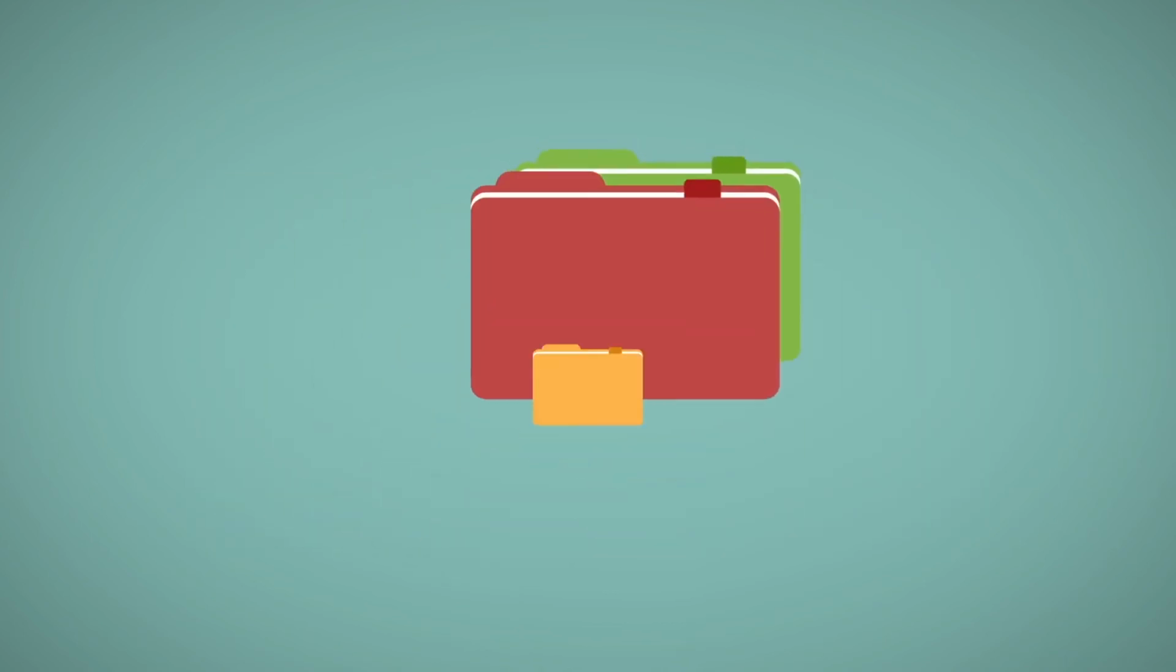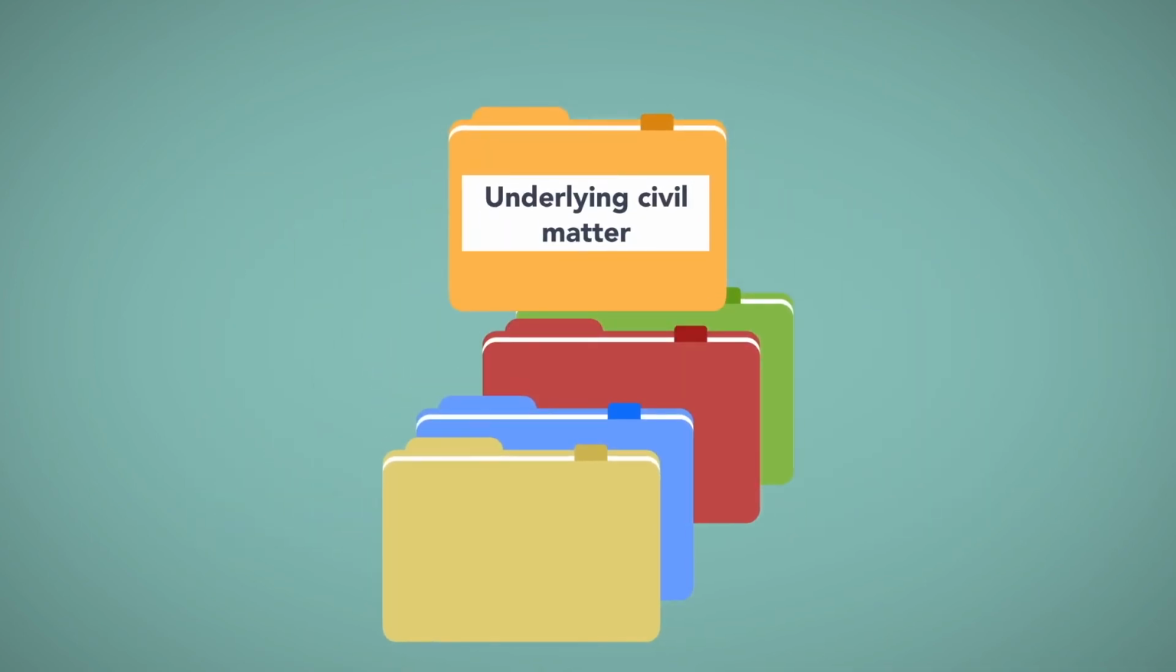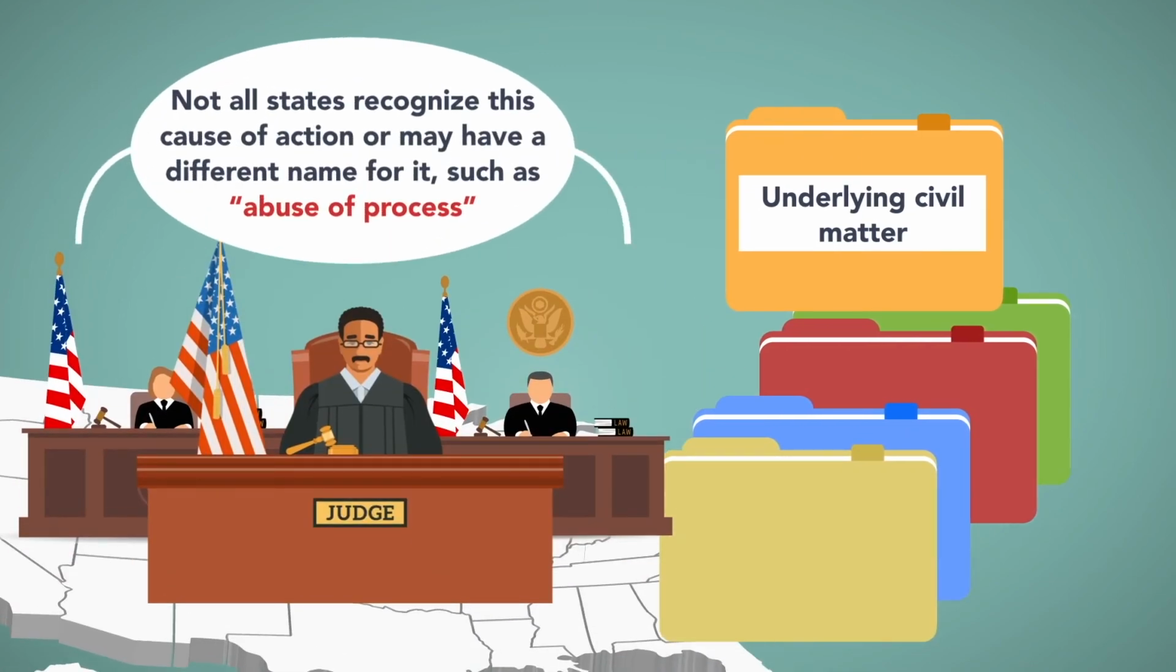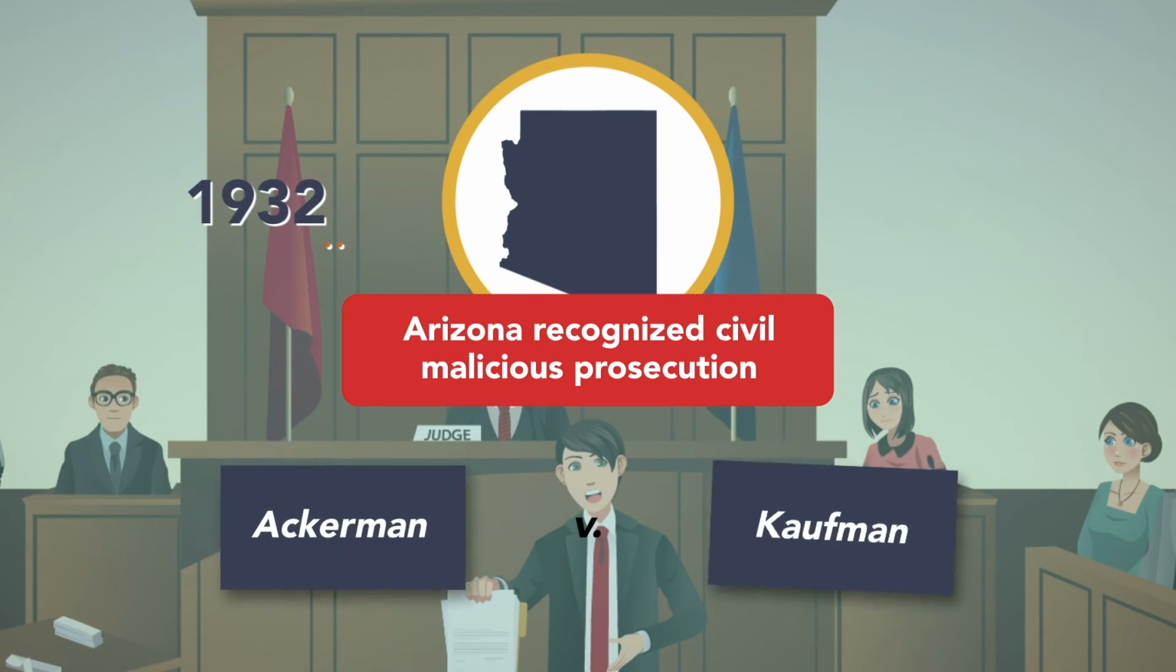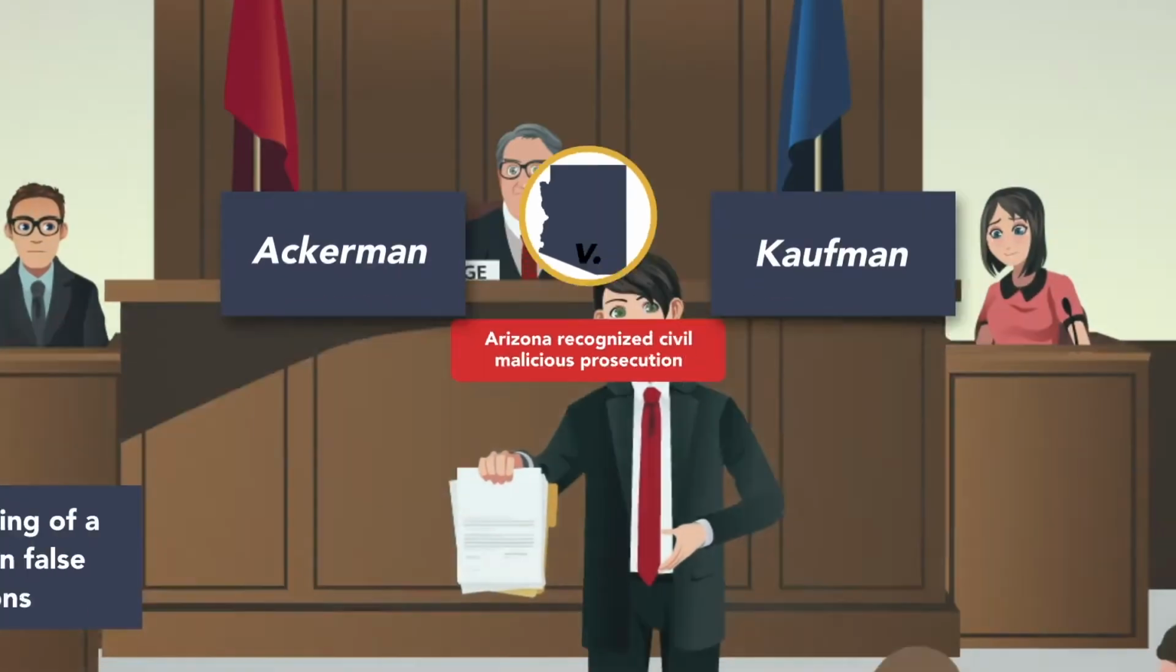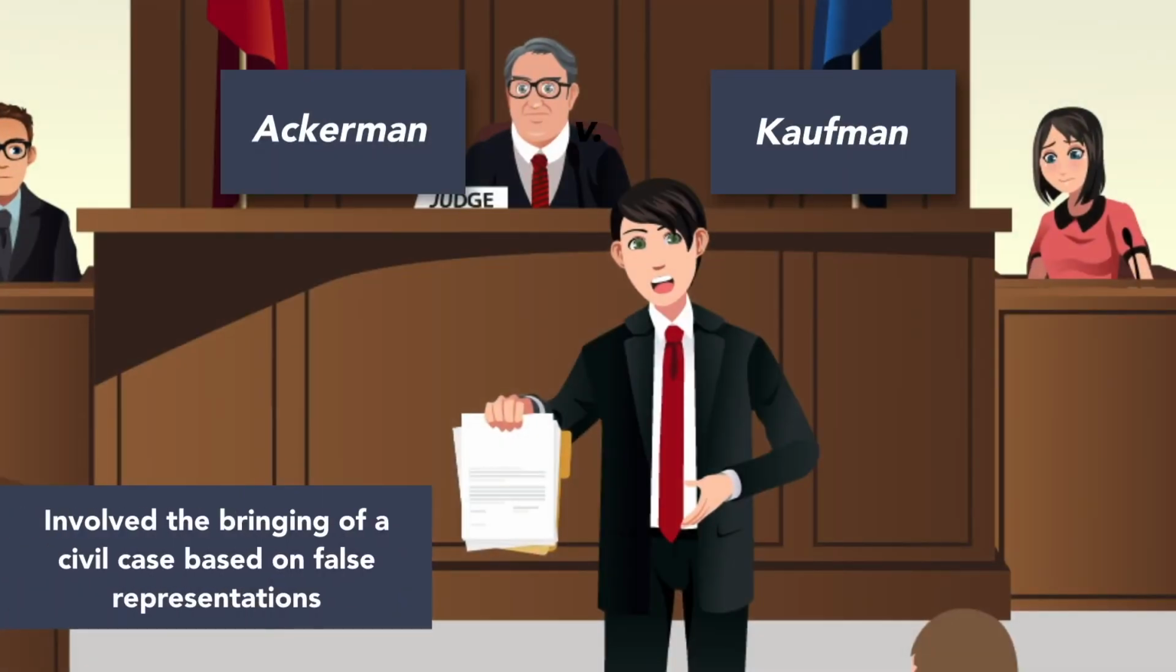Malicious prosecution cases may also involve an underlying civil matter, though not all states recognize this cause of action or may have a different name for it, such as abuse of process. Arizona recognized civil malicious prosecution in the 1932 case of Ackerman v. Kaufman, which involved the bringing of a civil case based on false representations.